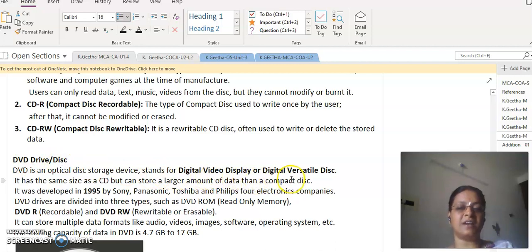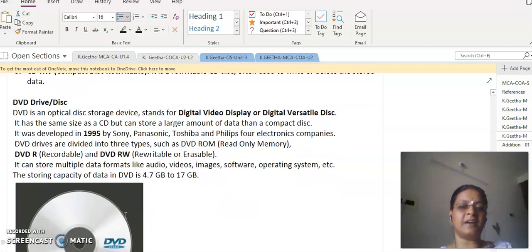Then we have the concept of DVD drive or disk, which is otherwise referred to as digital video disk or digital versatile disk. As the name implies, with its versatility, it can handle any type of information, namely any media content. It was developed in late 1995 by different manufacturers. Of course, Sony, Panasonic, Toshiba, and Philips are well-known electronic companies which manufacture these DVDs. DVDs also come in two versions: either DVD-R recordable or DVD rewritable, where we can erase the content and then rewrite.